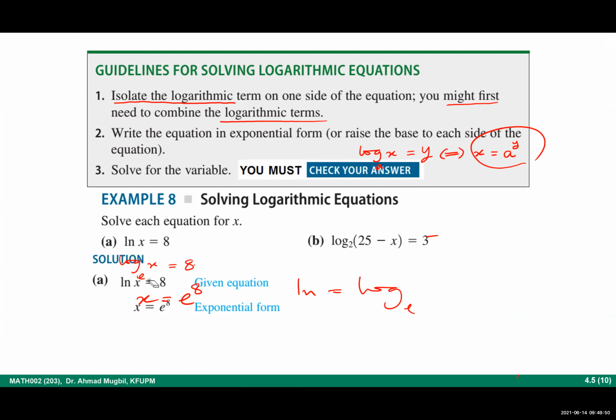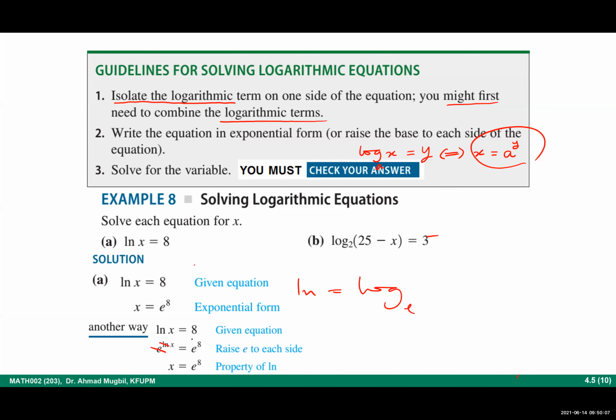So what we did here, we just wrote it in the exponential form. Or we can raise both sides to the power e. So e to the power ln x. Now e and ln are inverses of each other, so they will cancel, and you have x equals e to the power 8.